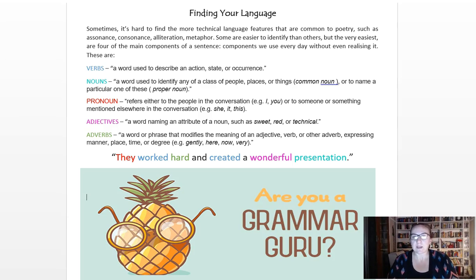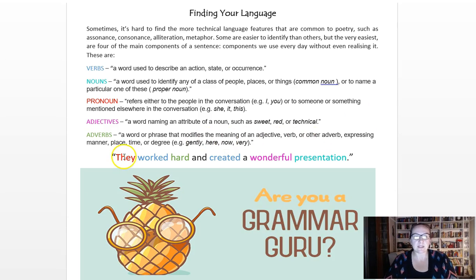And the last one on our list is adverbs. These are words which describe a verb. So it's a word or phrase that modifies the meaning of an adjective, verb, or other adverb expressing manner, place, time, or degree. So if I were to say she went for a walk, then I could say walk is the verb. If I said she went for a walk quietly, then quietly becomes an adverb. So it's telling me that she's walking quietly.